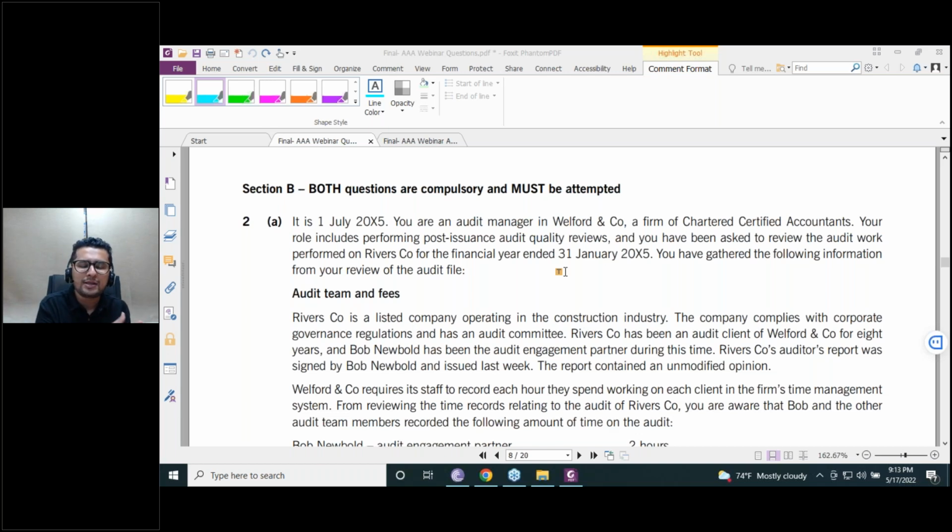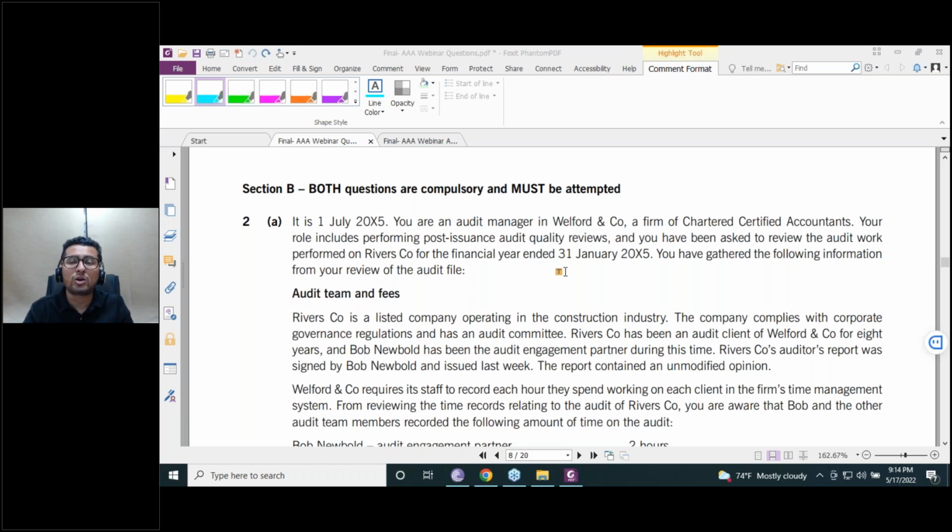Number 1, pre-issuance. Number 2, post-issuance. The pre-issuance is also known as hot review, where we try to evaluate whether we have made any compromise which could affect the audit opinion. Because it's pre-issuance, we could change the audit opinion. We could come up with more procedures, something like that.